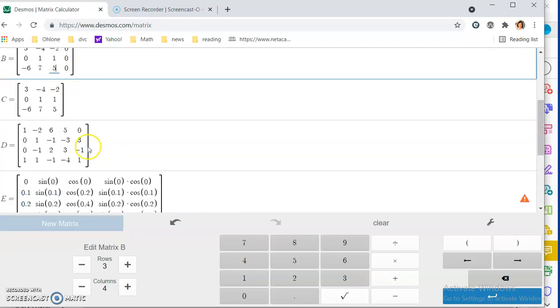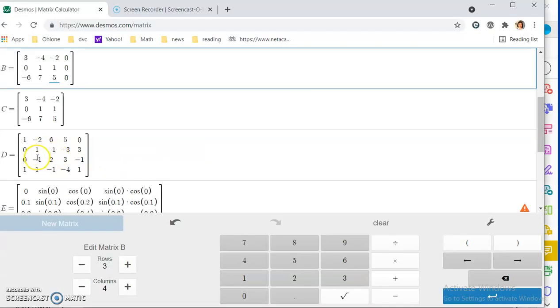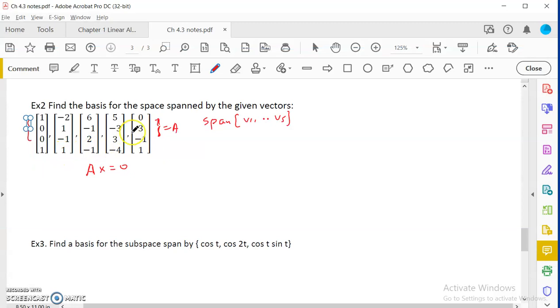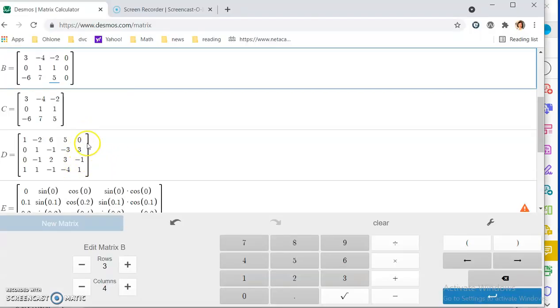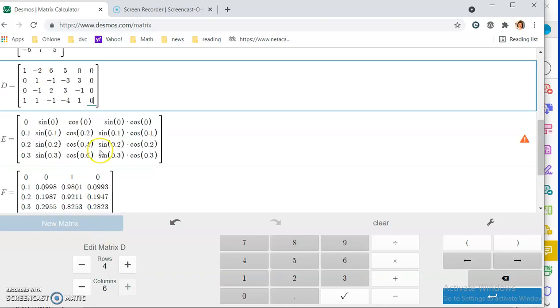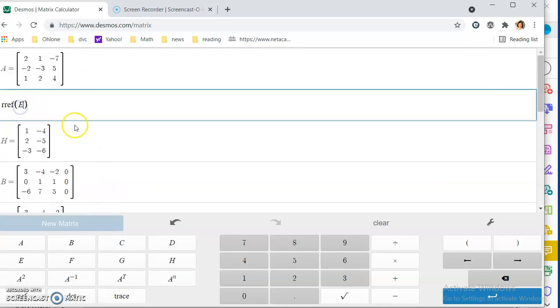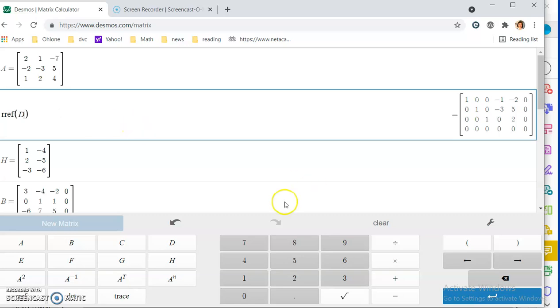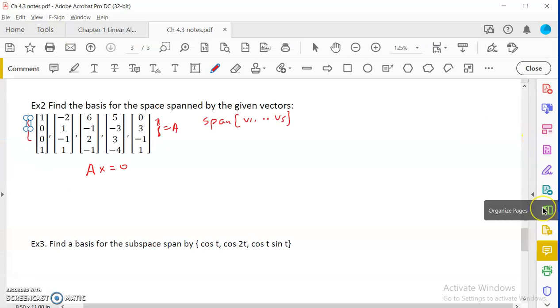Here, this one. 1 0 0 1, right? -2 1, -2 1, 6 1, -2, 0 3, -1 1. I want to add a column of 0 0 0 to see if they are linearly dependent on each other. Then I do the reduced row echelon form of D. I only have 3 pivot positions, right? 3 pivot positions. All these others are free variables.